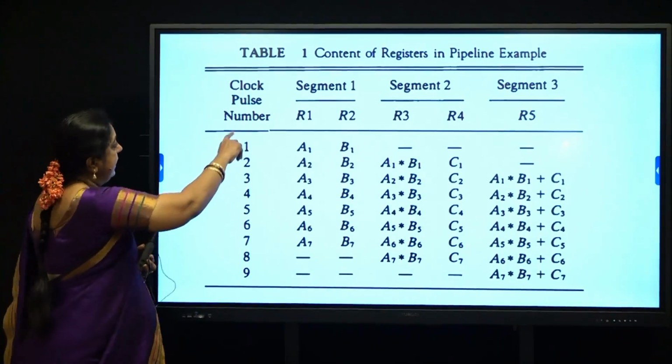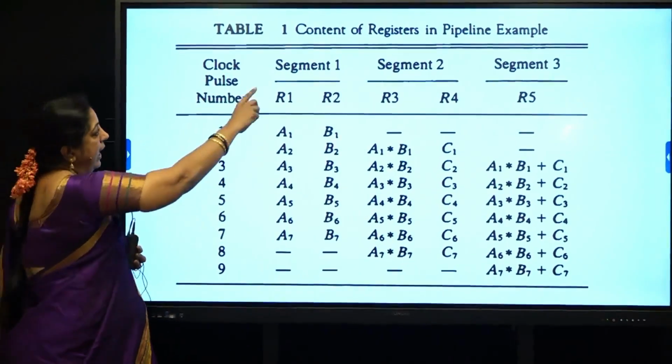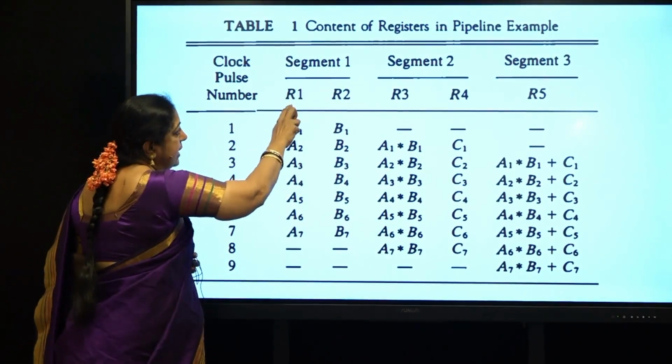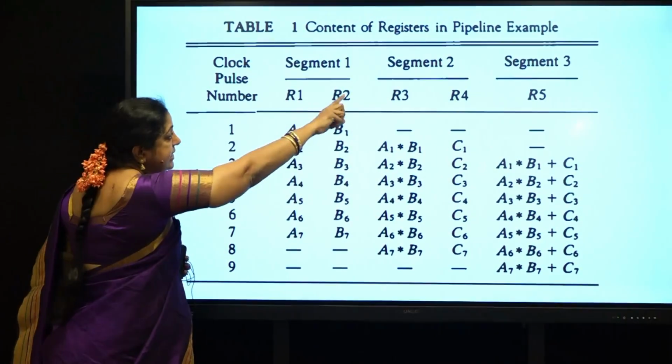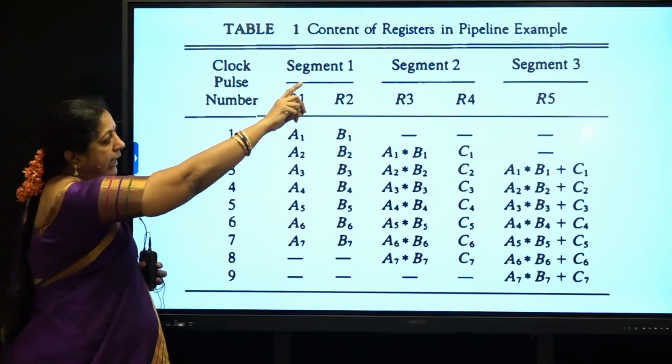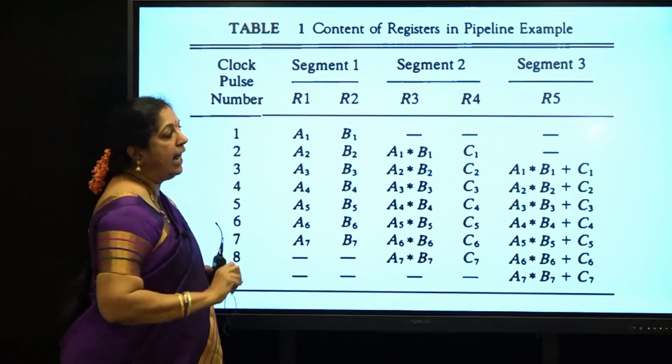Here we can see the clock pulse numbers and these are the various segments. As I told you, in segment 1 we are dealing with R1 and R2. In segment 2 we are dealing with R3 and R4, and in segment 3 we are dealing with R5.